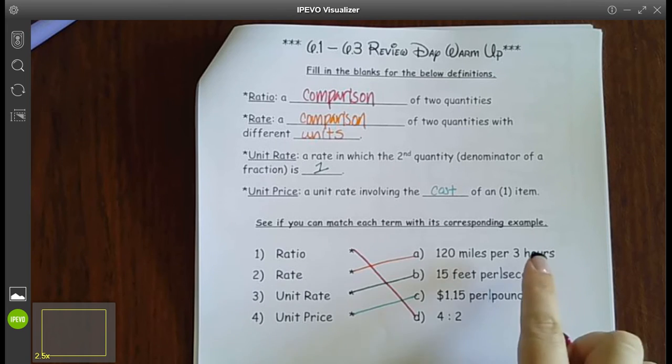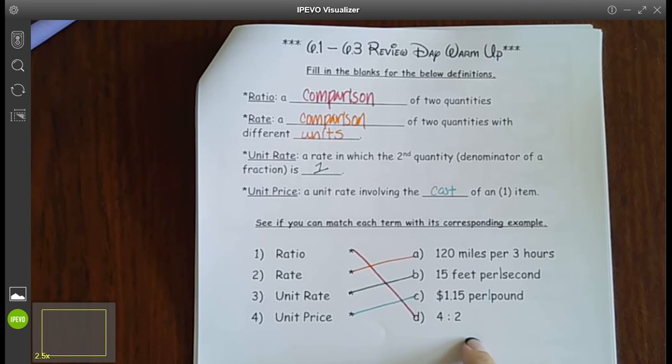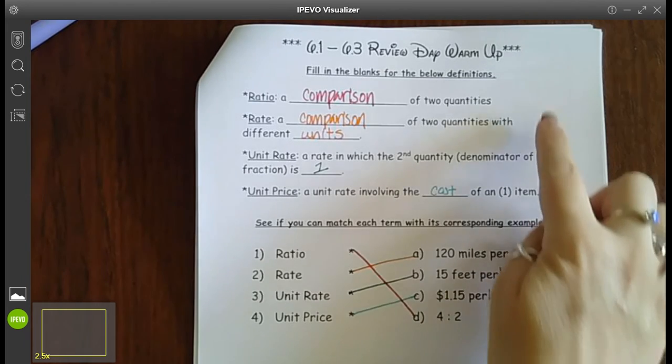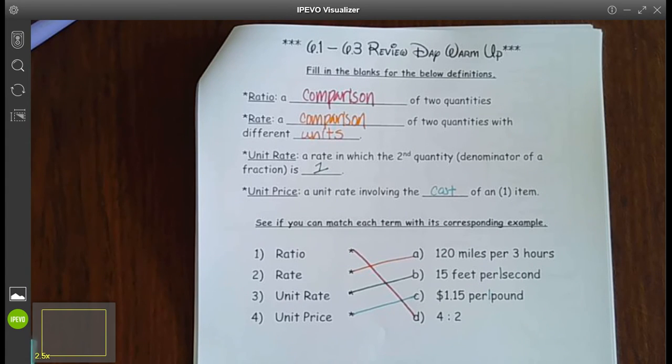There's an example of each type of different vocab word for this week, and this is a little bit more clarification on the differences between them. Congratulations on understanding yet another math concept.